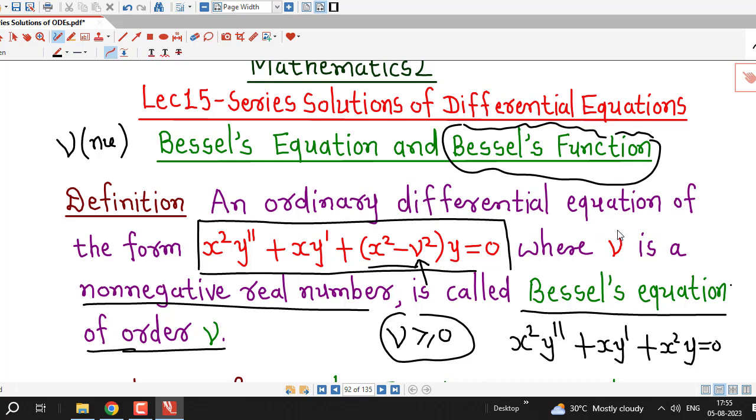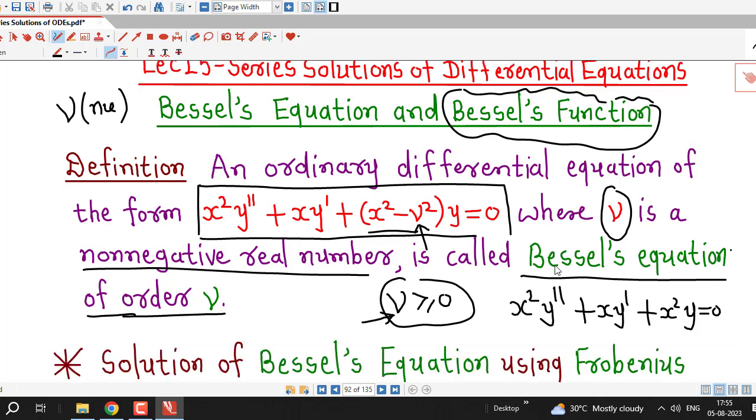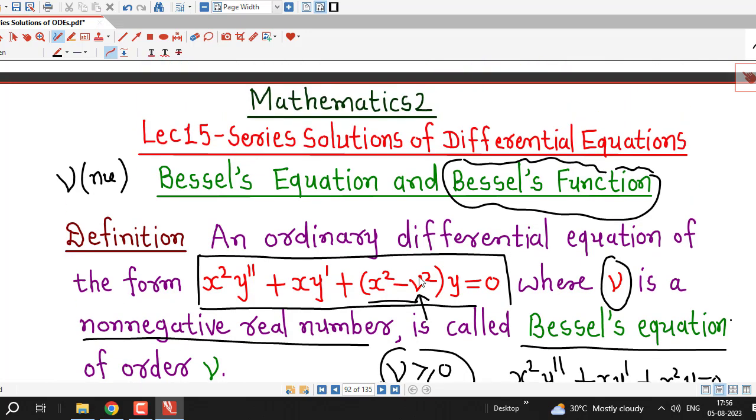So in that sense, this nu is a parameter in this equation. We can take the value of nu as any non-negative real number, and for different values of nu we will have different Bessel's equations of order nu. Now we are going to discuss the solution of Bessel's equation with this arbitrary parameter nu using the Frobenius method.